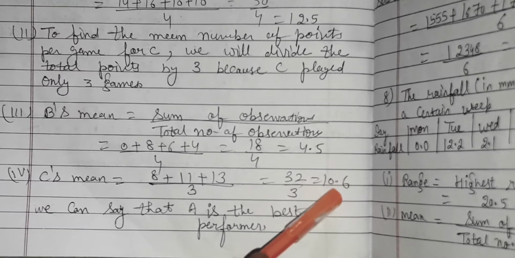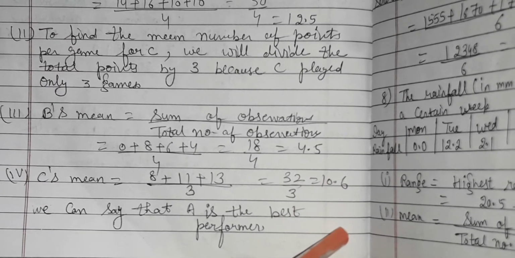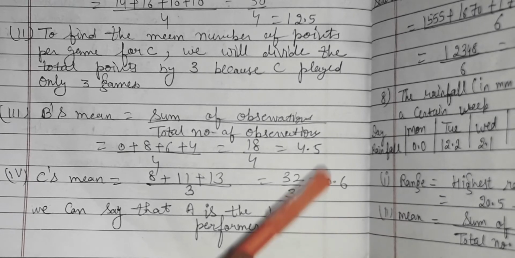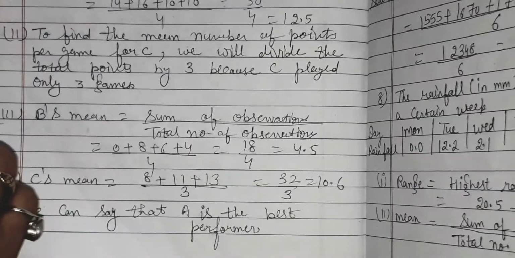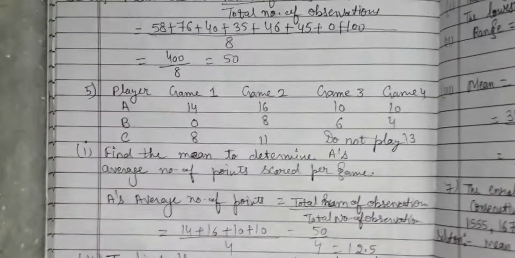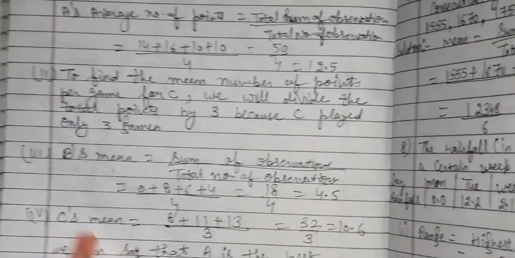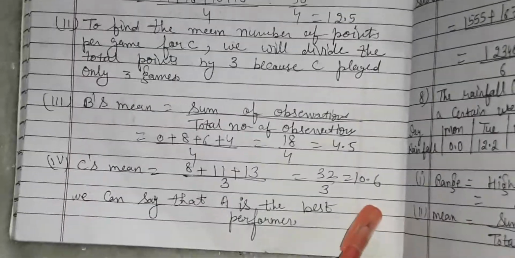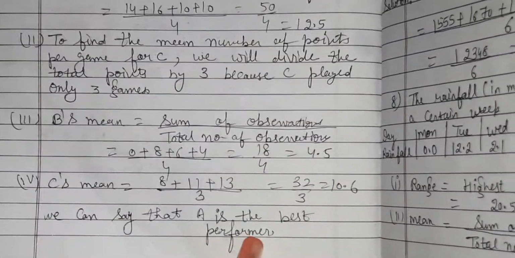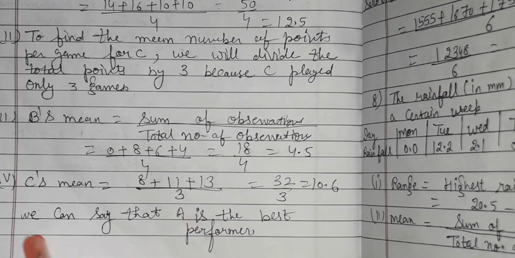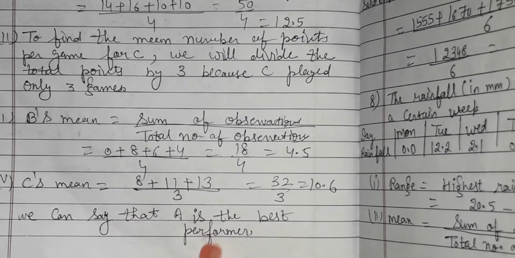Now the last question is which player has the best performance, player A, player B or player C. Look at the answer. Player A has an average score of 12.5, B's average score is 4.5 and C's average score is 10.6. So the best performer of this game is player A. We can say that A is the best performer.